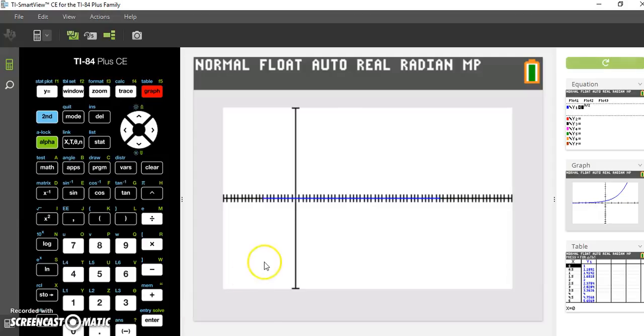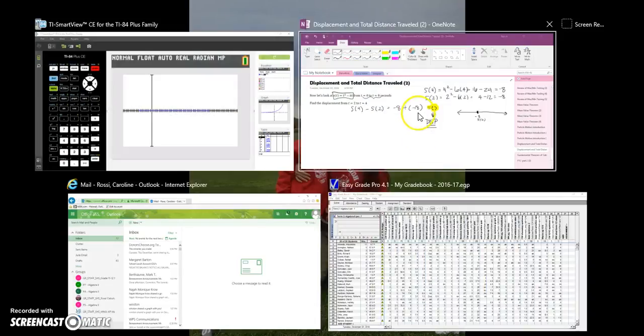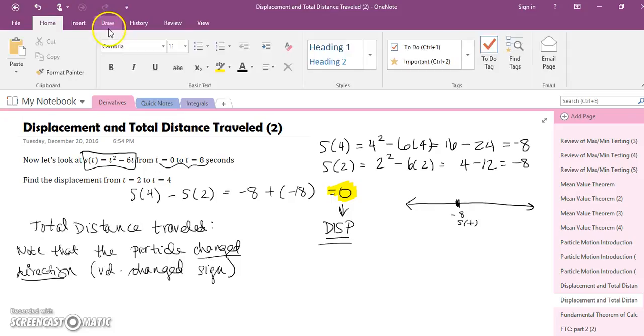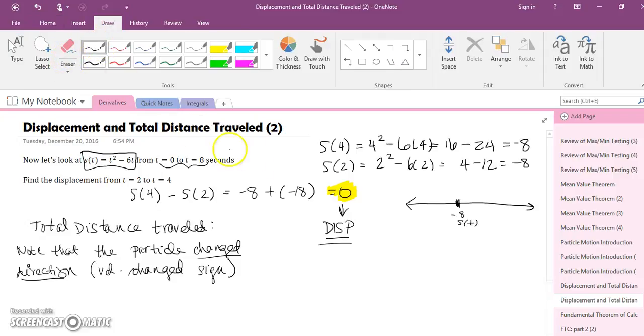So let's go back to our notes here. We've already established that the displacement is 0. What we care about now is finding the total distance traveled. Make sure you note that the particle changed direction because the velocity changed sign.